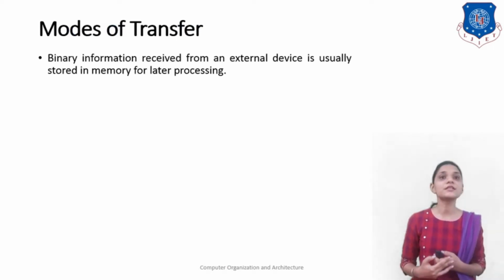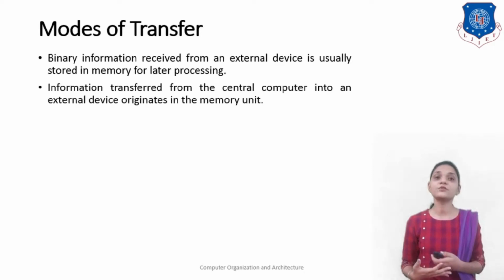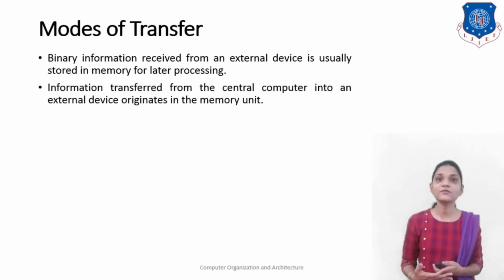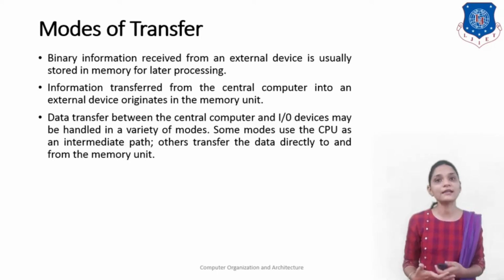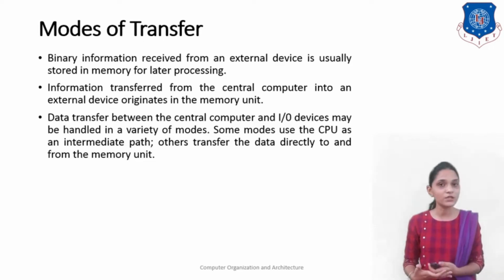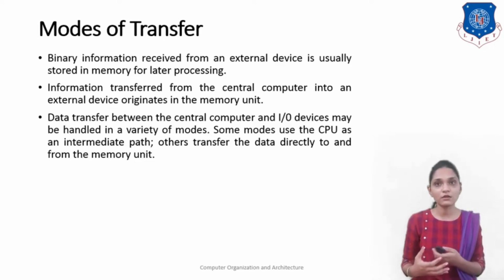The binary information received from an external device is usually stored in a memory for later processing. The information transferred from a central computer into an external device originates in the memory unit. The data transfer between the central computer and the I/O device may be handled in a variety of modes. Some modes use the CPU as an intermediate path, and others transfer the data directly into and from the memory unit.